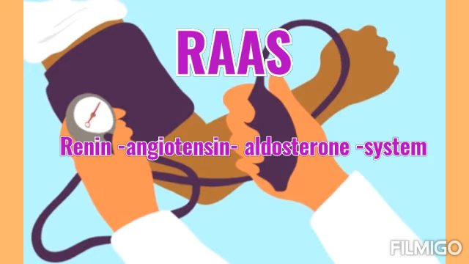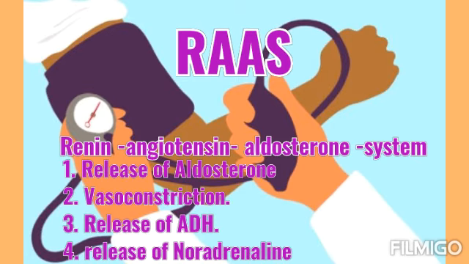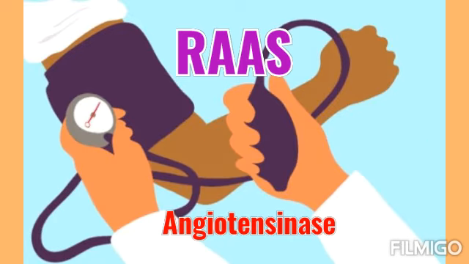And then what does angiotensin 2 do? It will cause release of aldosterone, vasoconstriction, release of ADH, and release of noradrenaline. Release of aldosterone is from the adrenal cortex, vasoconstriction increases total peripheral resistance, ADH is released from the posterior pituitary, and noradrenaline is released from the adrenal medulla. All right, so these are the actions of angiotensin 2. After angiotensin 2 has functioned, angiotensinase breaks it down.